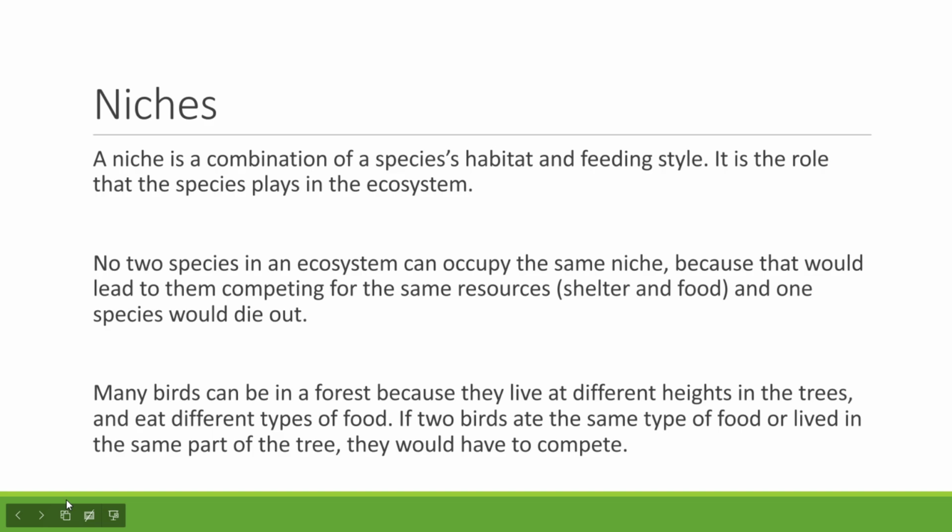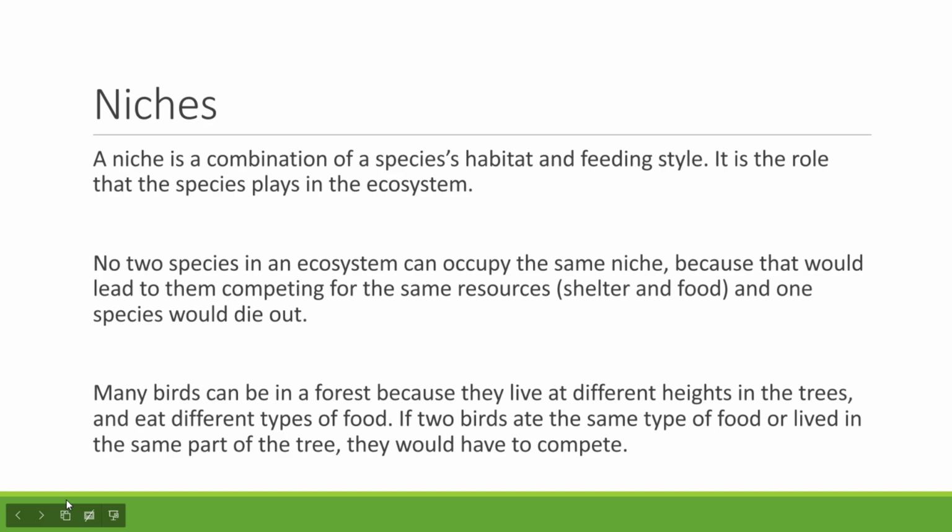Being an omnivore or a carnivore or an herbivore plays into the niche that an organism occupies, right? That goes into the feeding style. But it's also including the habitat that these organisms live in. So you can have birds that live at the very tippy top of trees in the forest versus birds that live closer to the ground in the forest that both eat the same thing, and those are two different niches because they live in different spots.